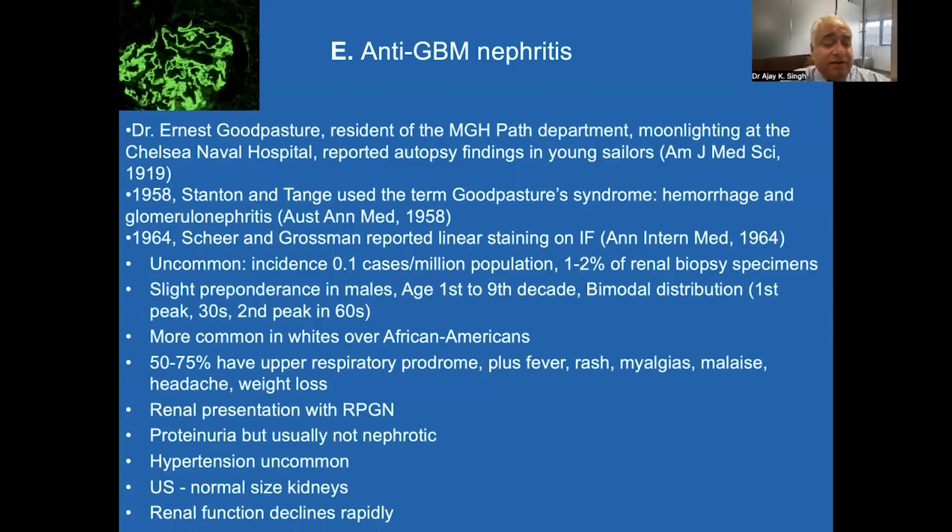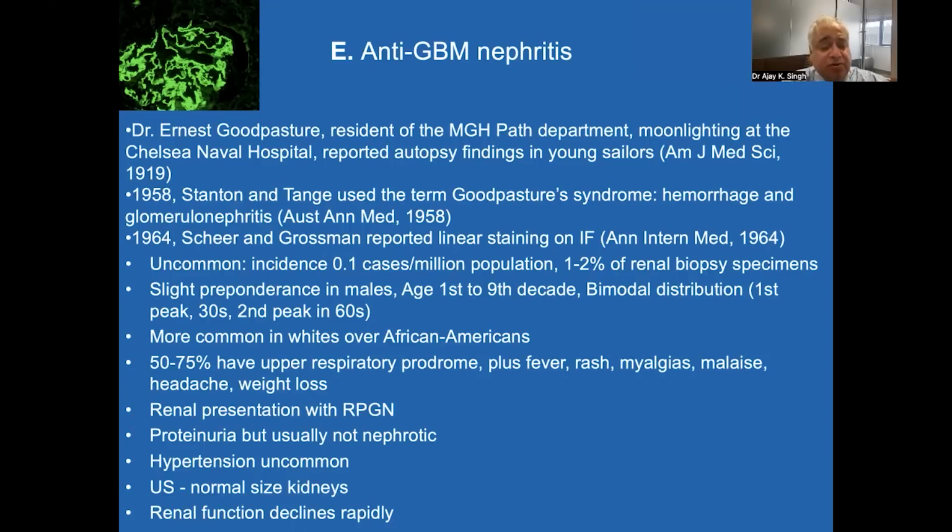About 50 to 75% of patients have an upper respiratory prodrome and may have fever, rash, myalgias, malaise, headaches, or weight loss. But in truth, much less likely to have any of these symptoms or physical findings. When you see these findings, you think about a small vessel vasculitis like an ANCA vasculitis or an overlap syndrome.